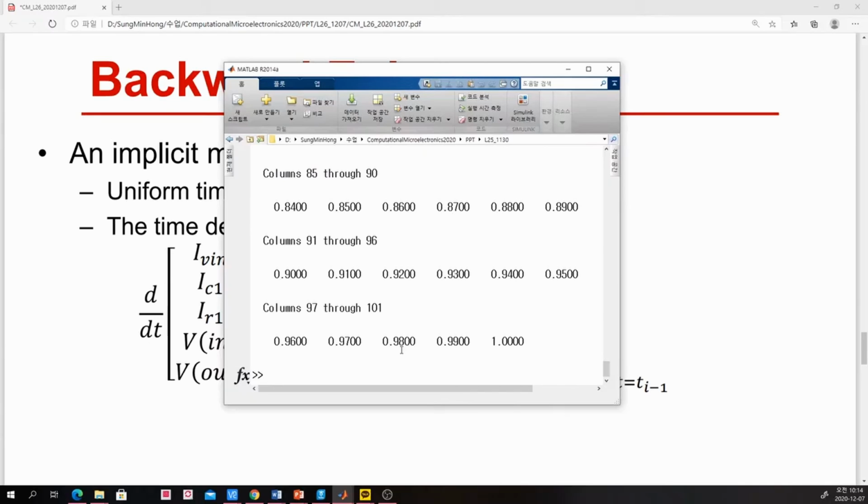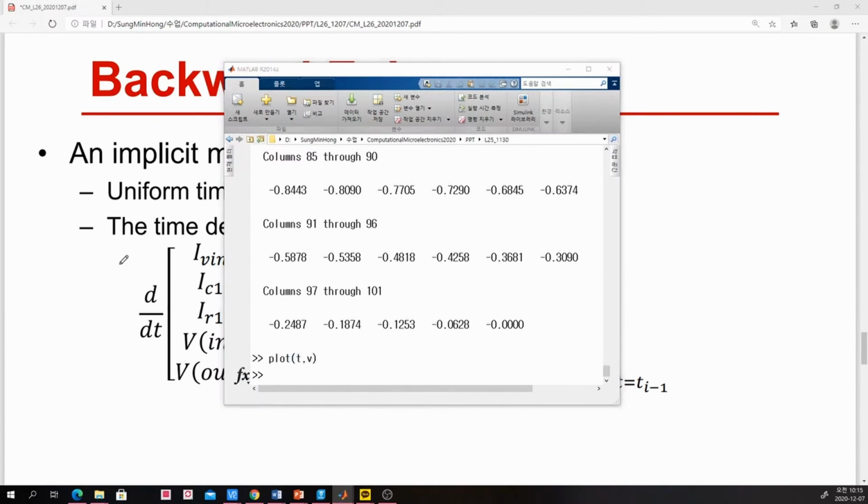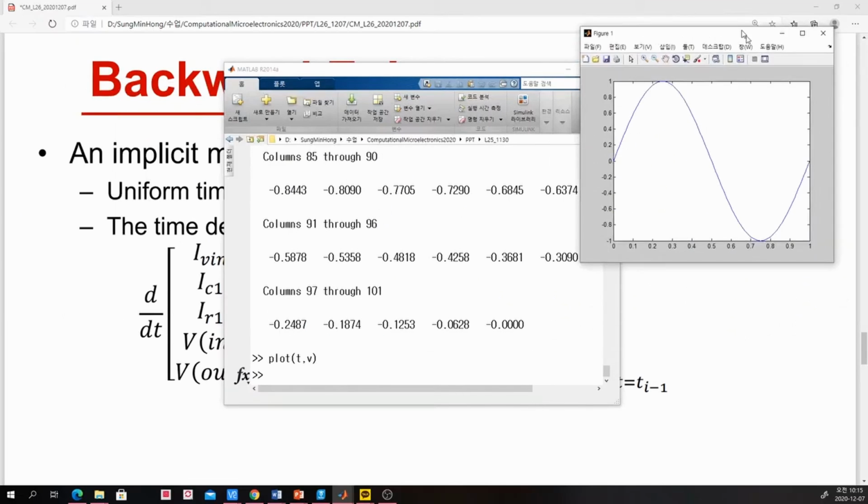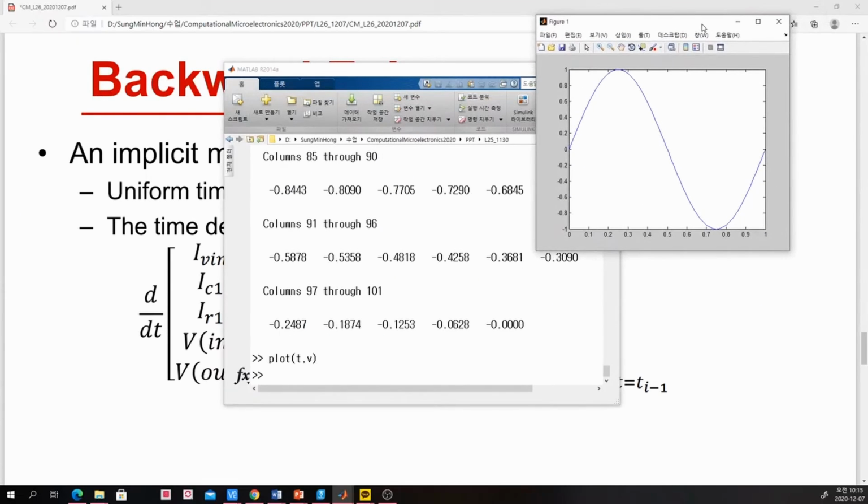I have 1 second, and my signal is given by sine 2 pi t. So what is it? I have a 1 hertz signal. So let's just plot it, t versus v. Then I will have these beautiful graphs.